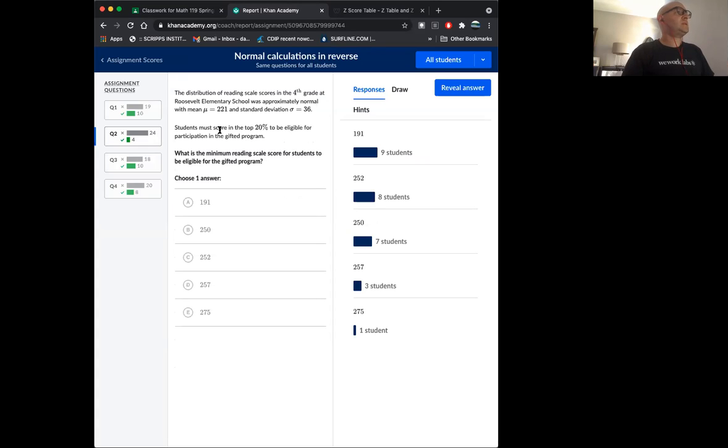So maybe this one is just slightly different here. I think Brandon mentioned it, or somebody else. What do we have to be careful about when we're looking up this one? The distribution of scores at the school is a normal distribution with mean 221 and standard deviation 36. But this time we want to find the top 20%. So if we want to find the top 20%, what probability do we want to look up in the z-score table?